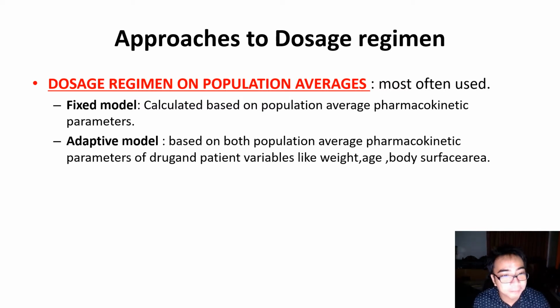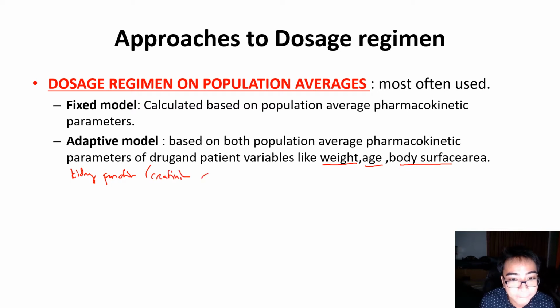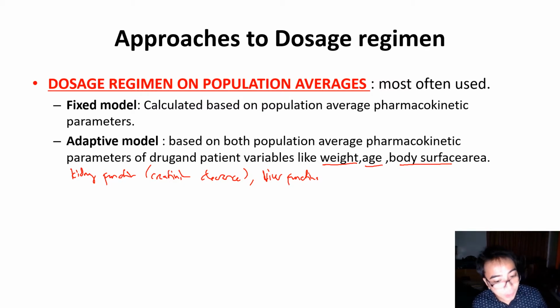Okay? Sa adaptive model naman, this one is based on both population average pharmacokinetic parameters of drug and patient variables like weight. Okay? Hindi lang weight, kino-consider pang age, body surface area, hindi lang yon. Consider din dito kasi ang kidney function. Okay, so dito na ngayon papasok ulit si creatinine clearance. Kumbaga, mag-a-adjust ako ng dose ko based on the patient's creatinine clearance. Okay, meron din liver function. So, based on the patient's liver function, I'm going to adjust the dose being taken by my patient. Alright? So, that's called class adaptive model.